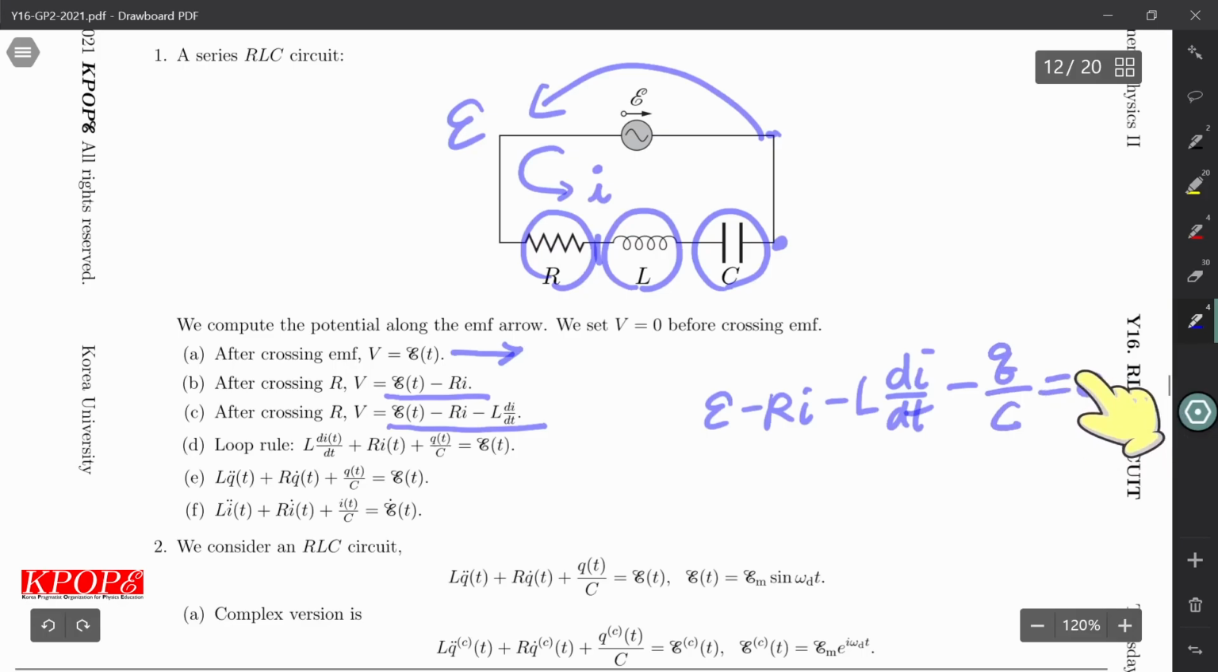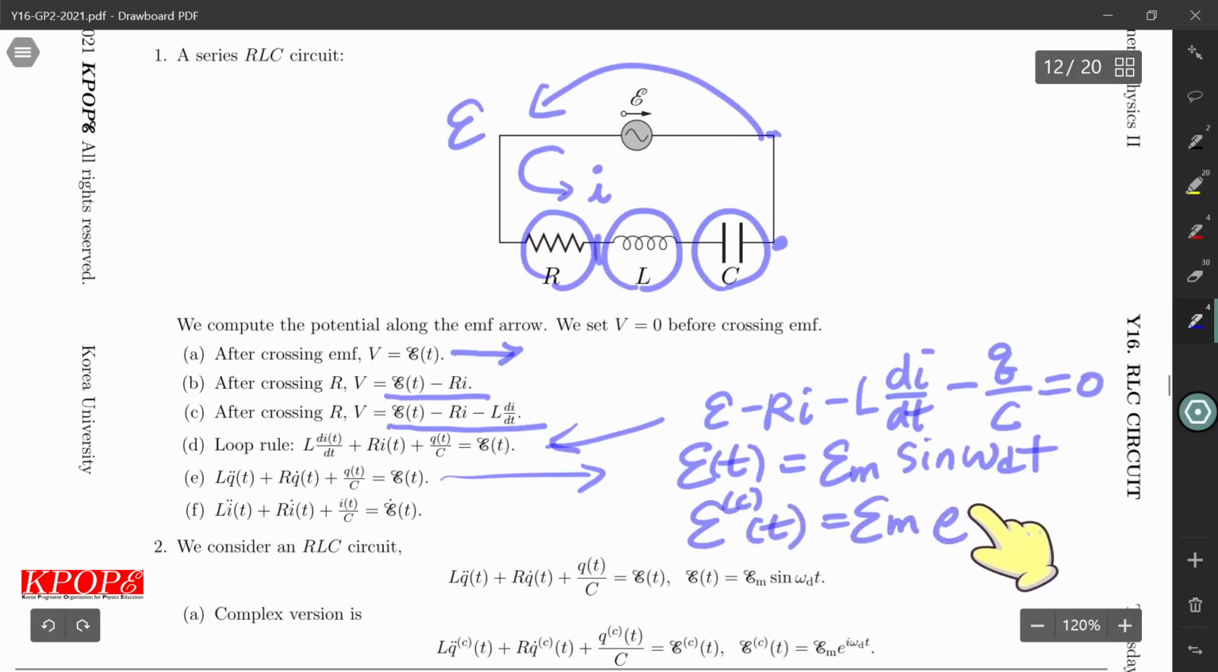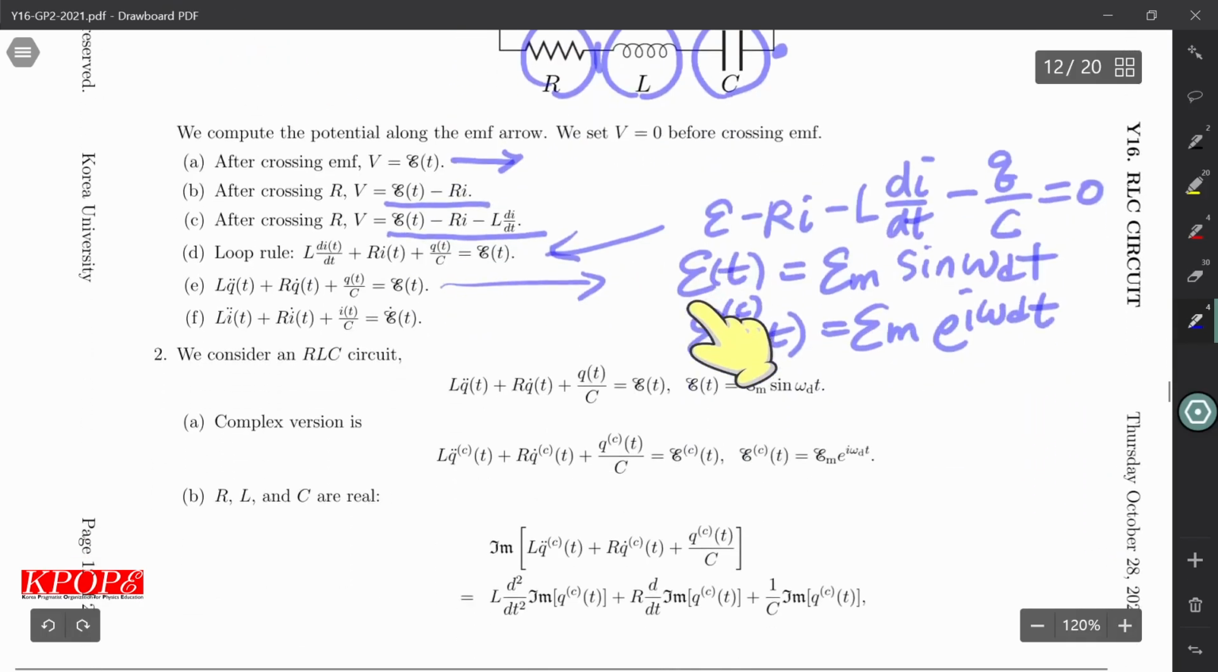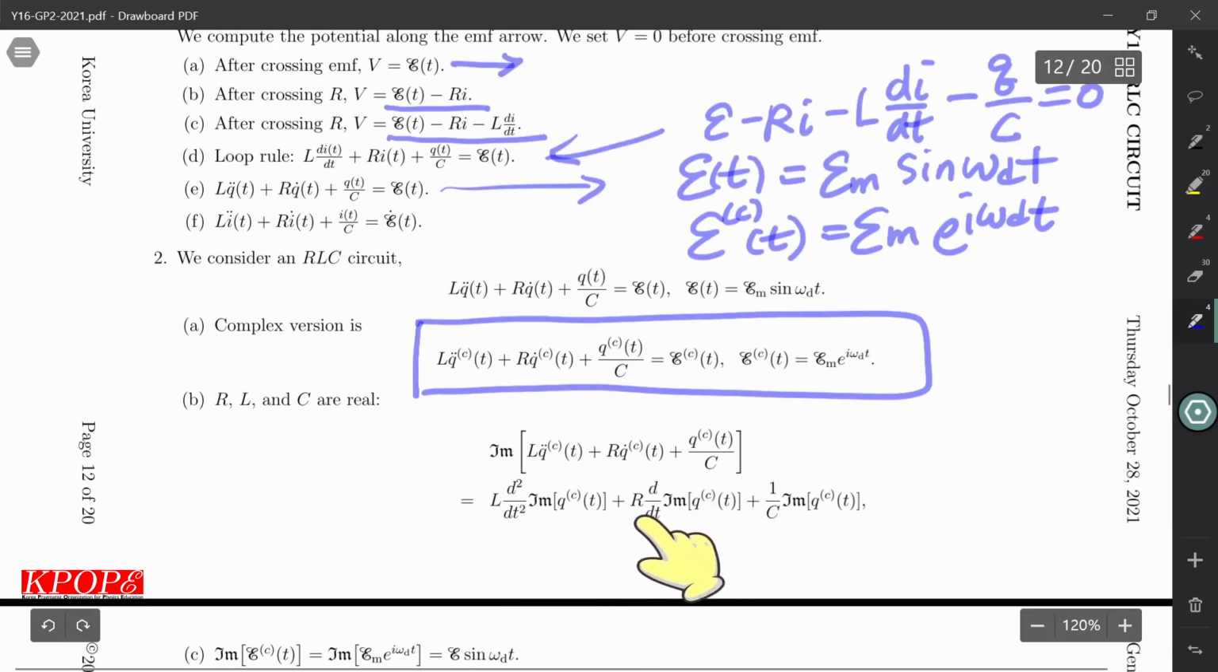Equals 0. This gives this relation. Now, we substitute E of t, alternating current, either sine omega_d t or cosine. But we had better use a complex number to simplify our analysis. This is a complex version. Again, the coefficients L, R, and C are real, so we can solve the problem in terms of complex numbers. And then finally, in case we have sine omega_d t, we take the imaginary part. In case we have E_m cosine omega_d t, then we take the real part of the complex solution.